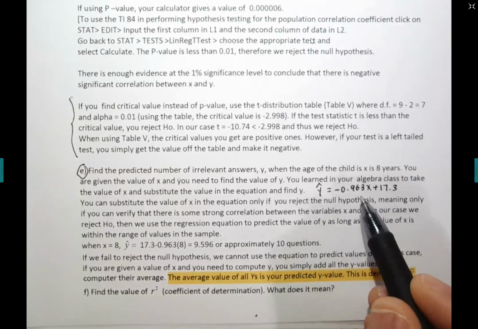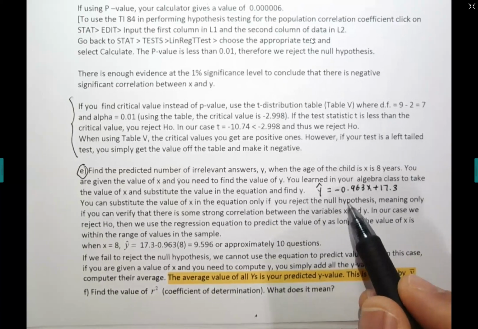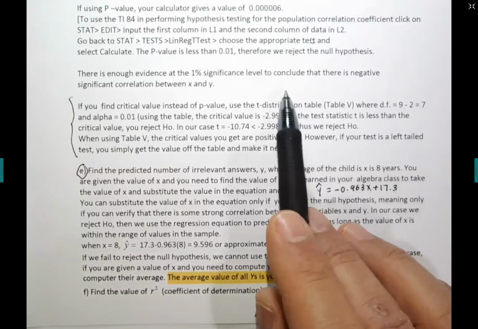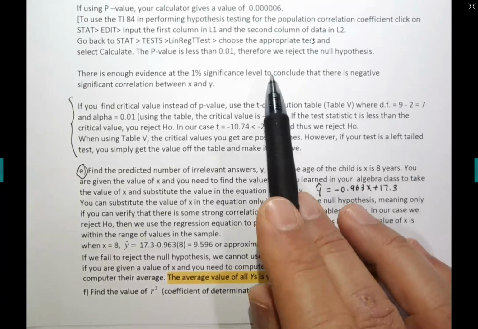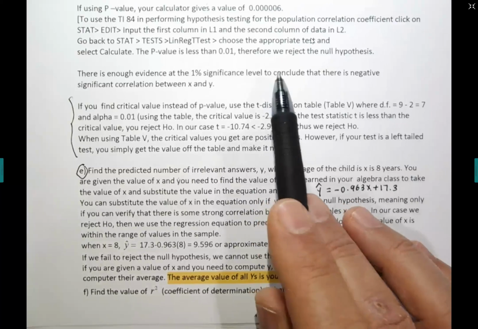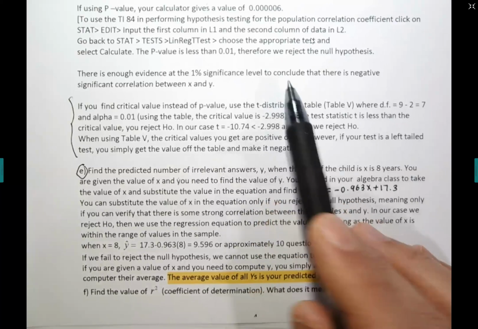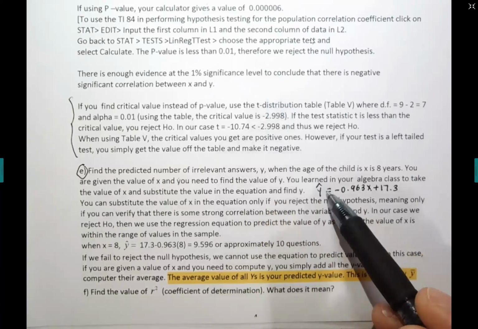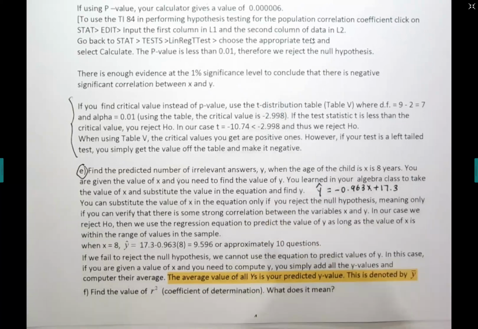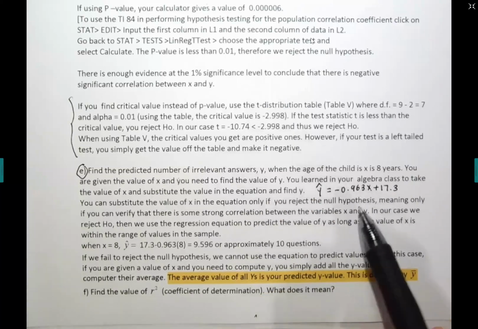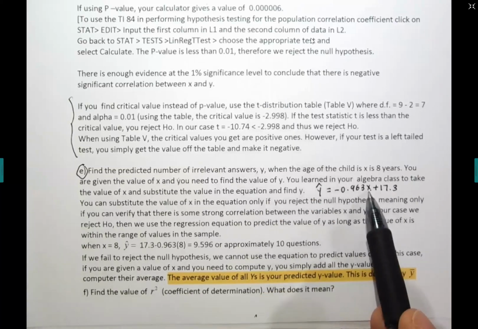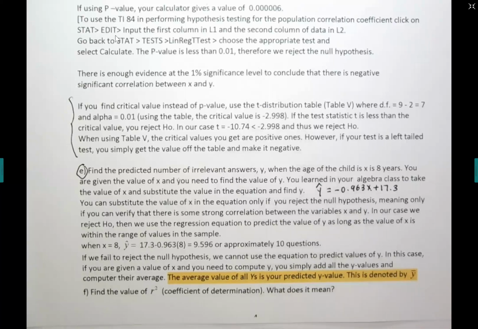But you only can do that if correlation is significant. If you end up in the question before proving that there is a significant correlation between x and y, then this equation will be valid. If the correlation is not significant, we cannot use the equation. Since we say that there is enough evidence to conclude that correlation is significant, go ahead and replace x with 8. You want to do it, guys, and tell me what the answer is?